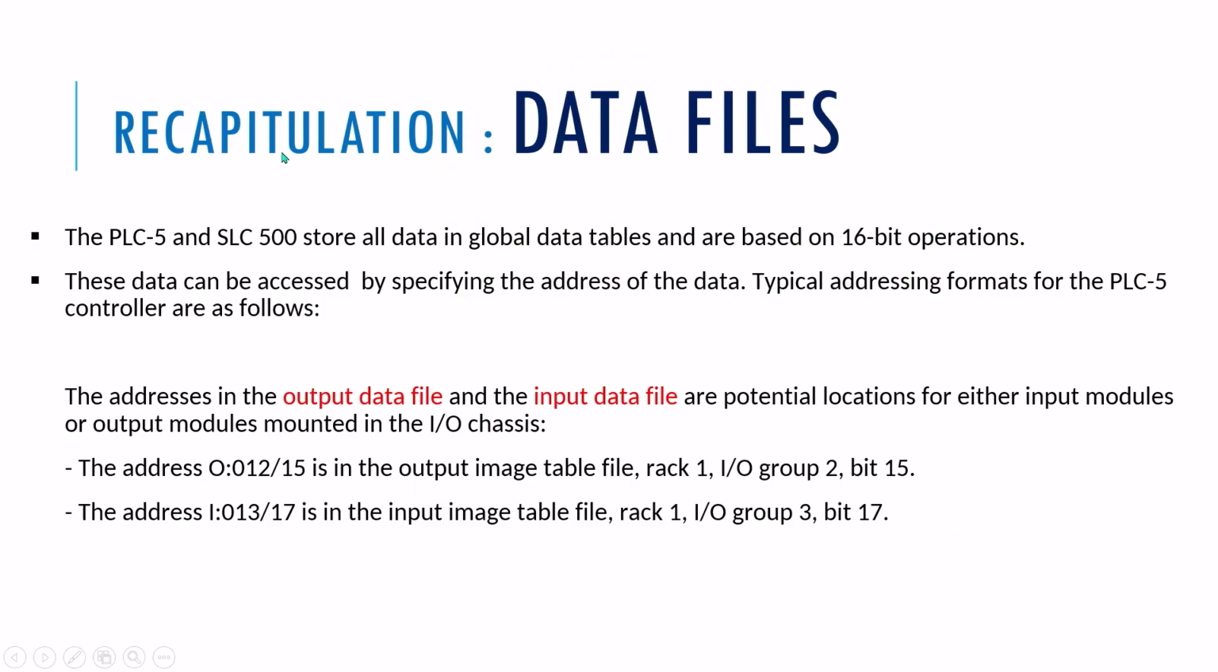Now you can see that the PLC 5 and SLC 500 store all data in global data tables and are based on 16-bit operations. Global data table means that they have addresses, and with the help of that address, whatever data is there in that particular address can be accessed during the course of any program. The data registers are of 16 bits, and they are capable of operating with 16 bits at a time. Since it is a global data table, the data can be accessed by specifying the address of the data.